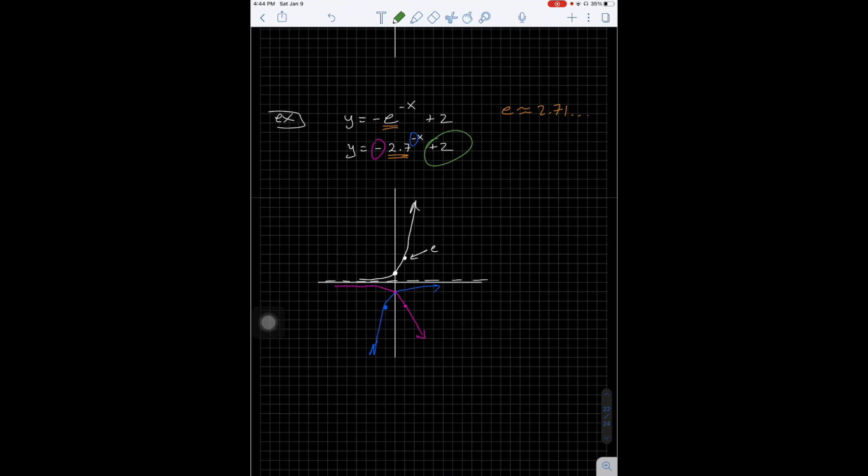This is going up 2, so I'm going to take the blue graph and move the points up 2, and I'm taking my asymptote and moving it up 2. So it's looking like this. Green graph is the end guide.